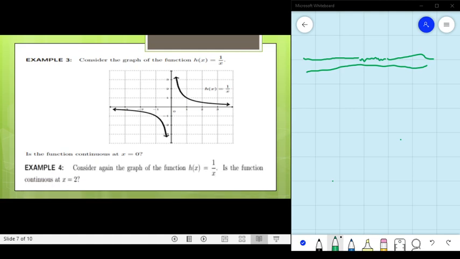Okay, example number 4. Consider again the graph of h of x equals 1 over x. Is the function continuous at x equals 2? So we are going to trace from the right and from the left of x equals 2.